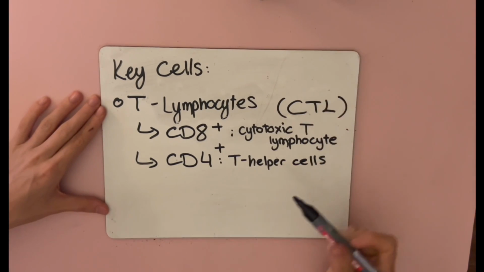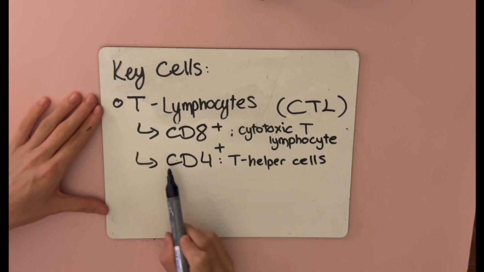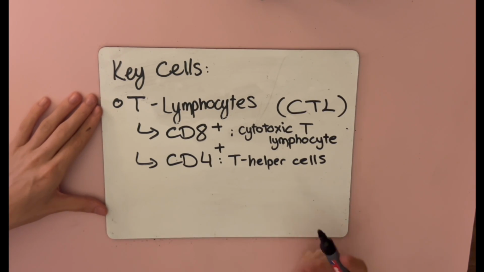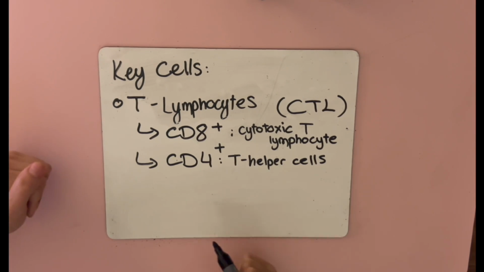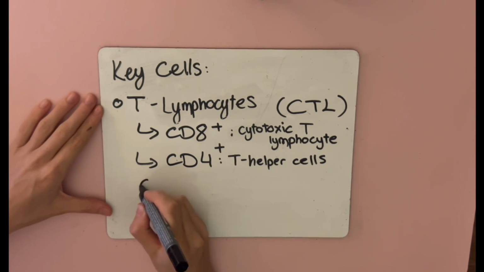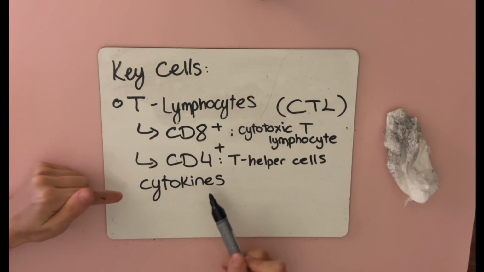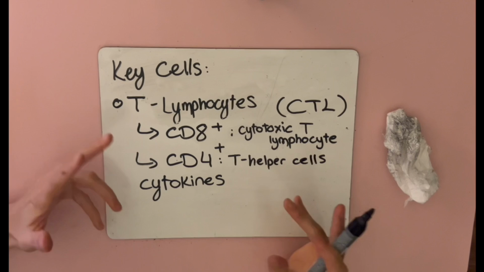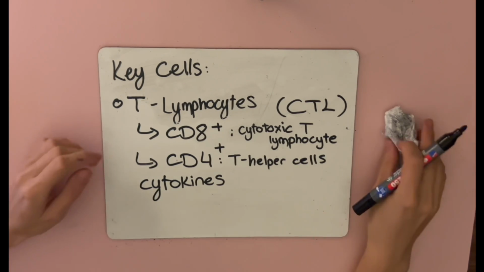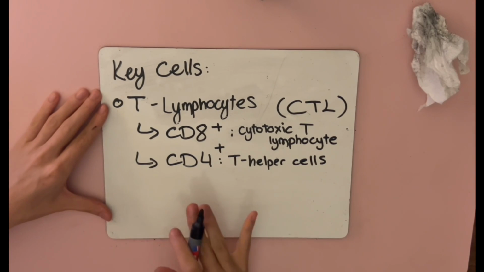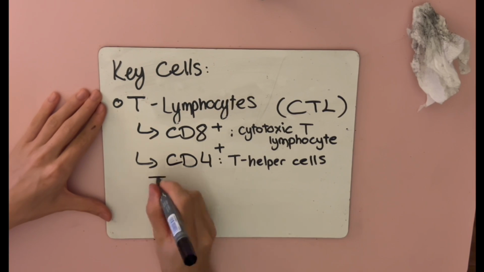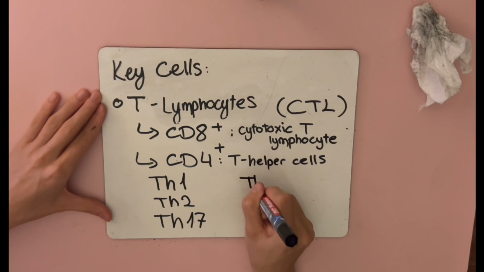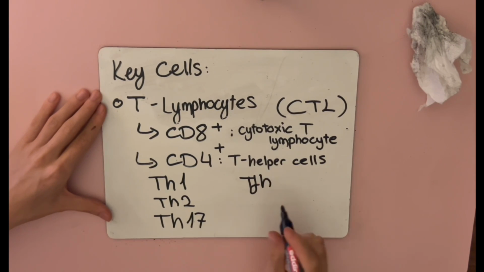Now, on the other hand, if a T cell possesses a CD4 receptor, we call them T helper cells. These helper cells are responsible for releasing cytokines. Cytokines are chemicals which help the immune system see that there is a potential threat. There are some subsets of T helper cells. For example, there are T helper cells 2, T helper cells 17, TFH cells, TREGs.